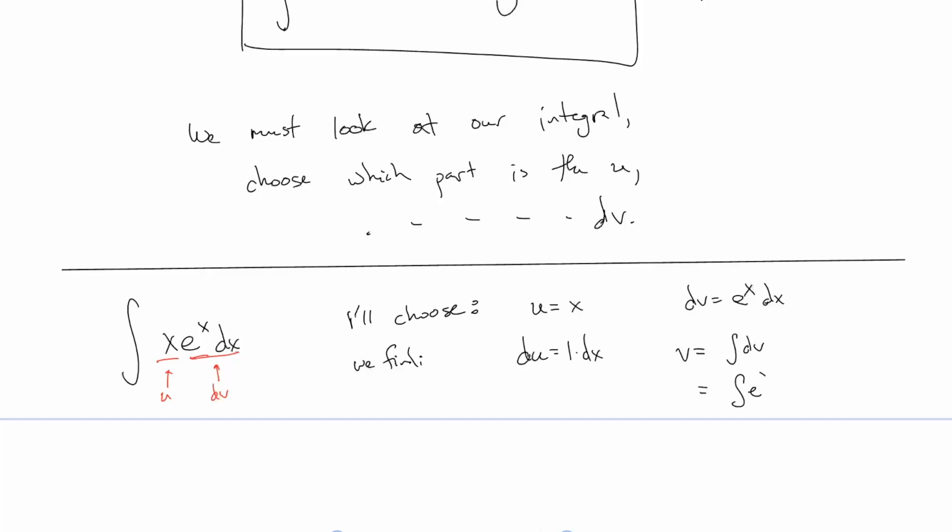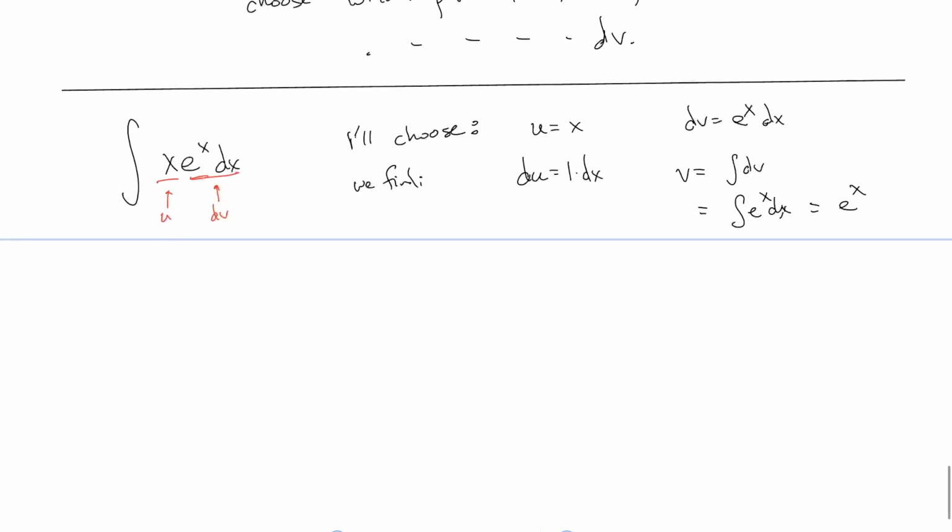That would be the integral of e to the x dx, and that is just e to the x. All right, so now we know all our u's and v's and du's and dv's, which means we can just plug everything into the formula. My integration by parts formula says this here equals uv minus the integral of v du. That's the formula in the box, and we should be able to plug in everything we've worked out here.